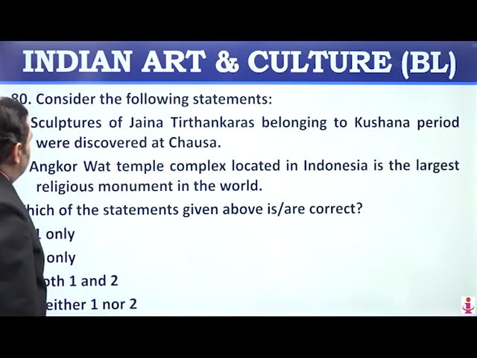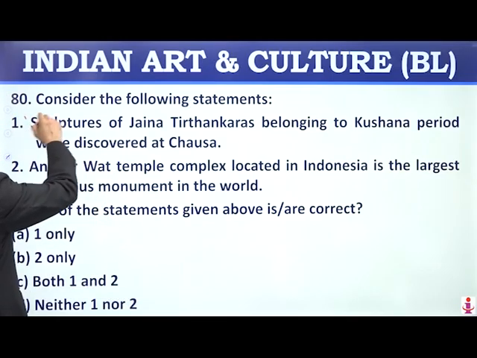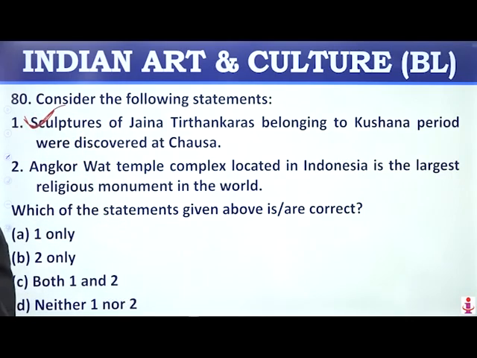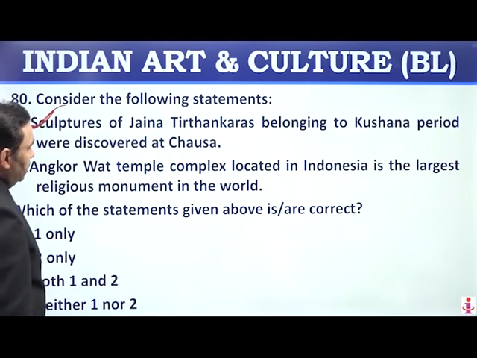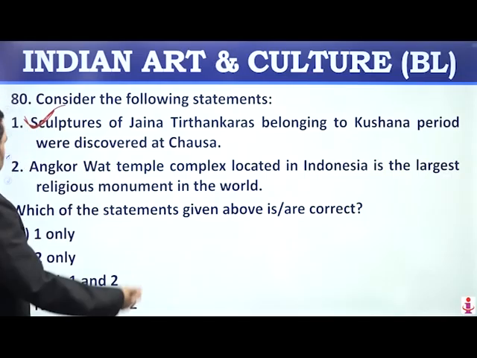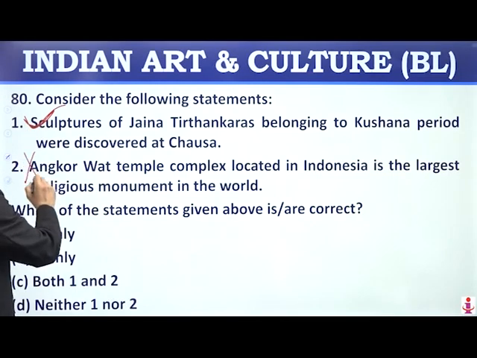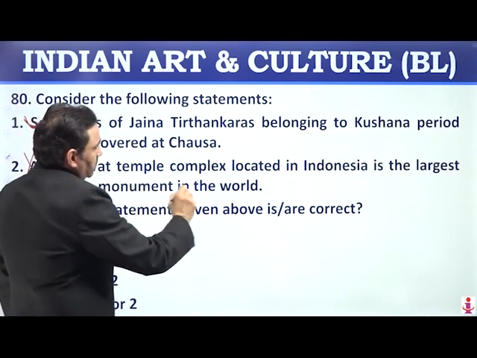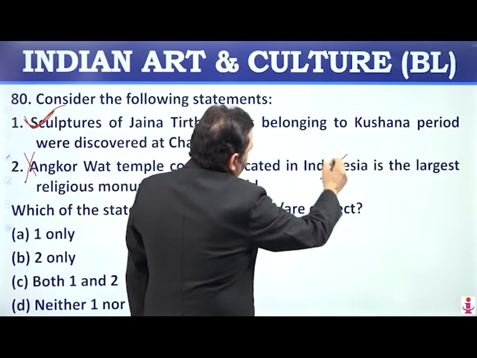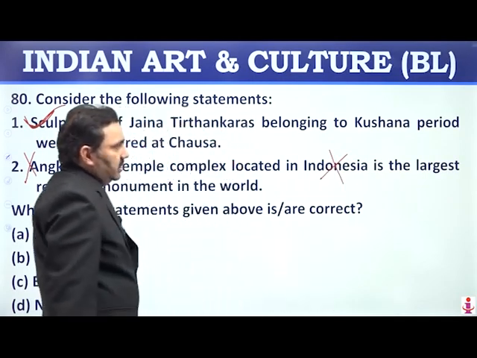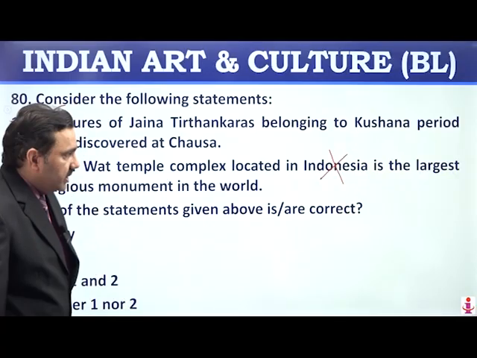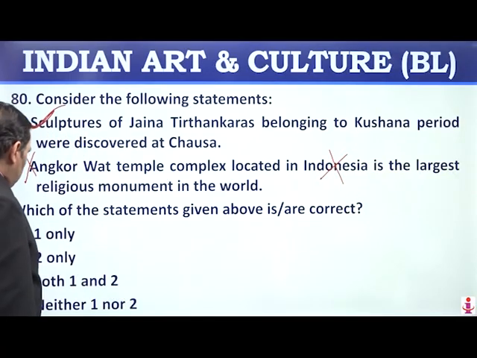80, consider following statements. Sculptures of Jaina Tirthankaras belonging to Kushana period were discovered at Chausa. That is correct. Angkor Wat temple complex located in Indonesia is the largest religious monument in the world. It's not in Indonesia, this is in Cambodia. This is the largest religious monument in the world, but not in Indonesia, but in Cambodia. First correct, second wrong, only 1.